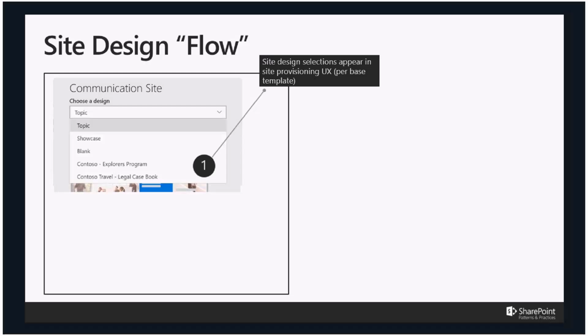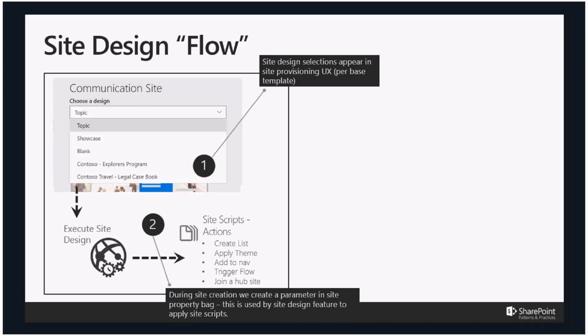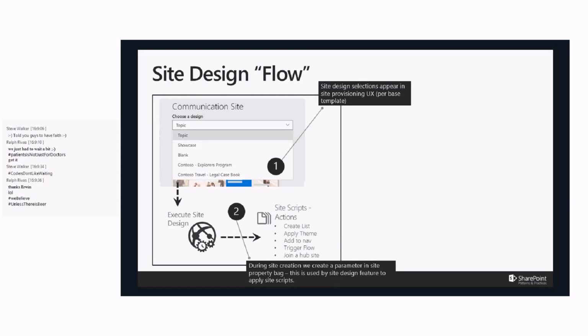So I'm back. I was talking about these two site designs, which are custom site designs added by us, by the site design functionality. And when you click on one of those in the user interface, what will happen is we start creating the site, in this case a communication site, and we create a property bag entry telling which site design needs to be applied to the created communication site.